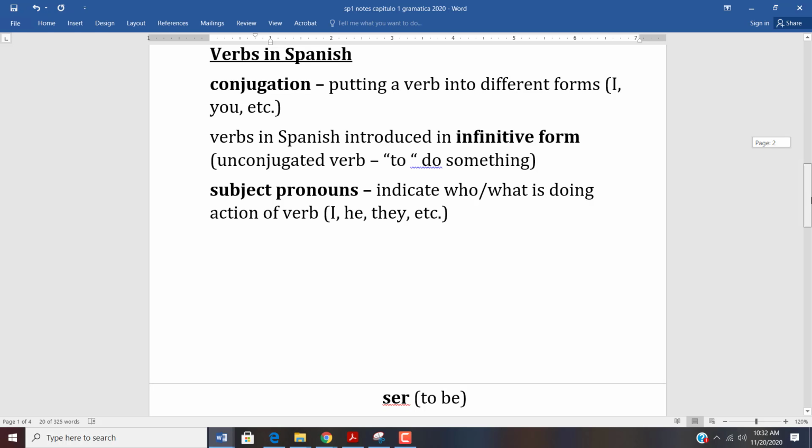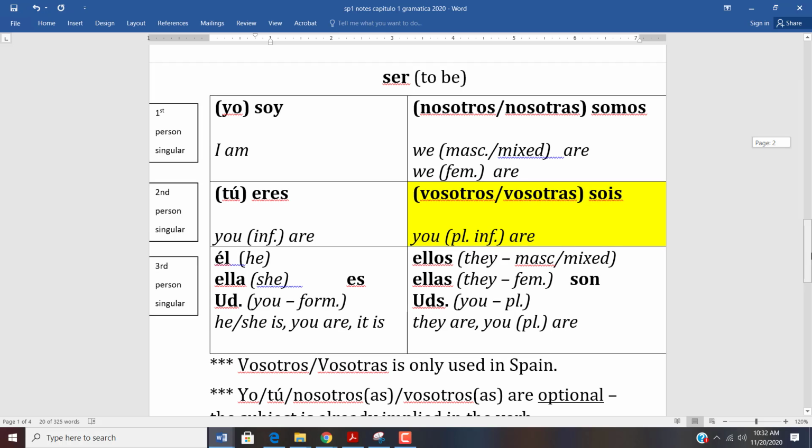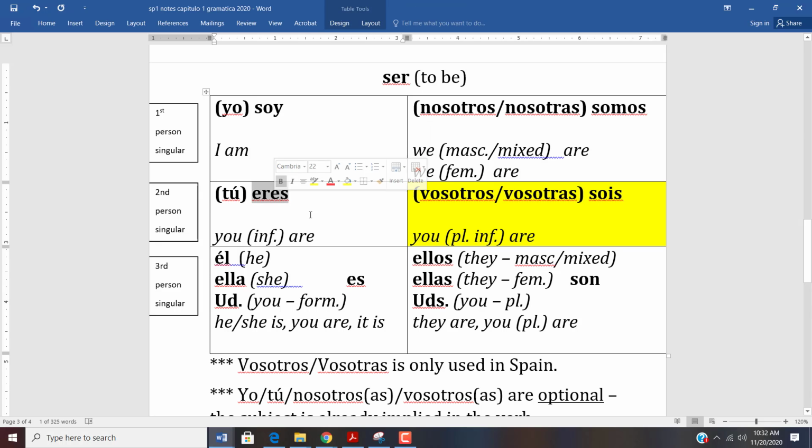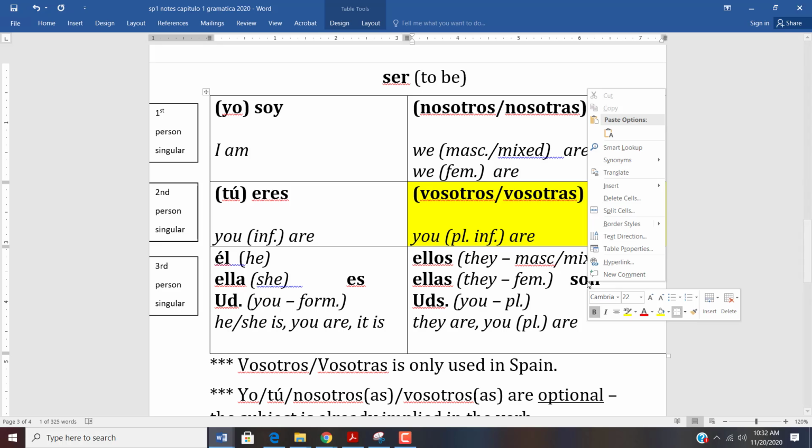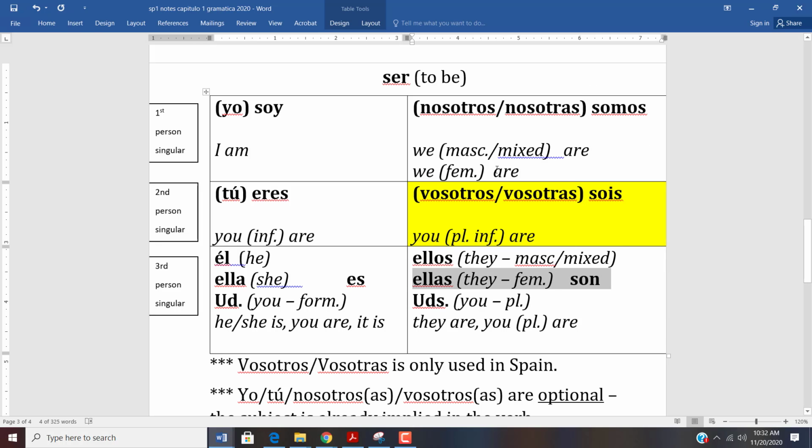So we did the verb ser. And there were 2 parts in each box. Well, sometimes had more, but multiple parts in each box. We have the verbs themselves. Soy, eres, es, somos, and son, and I'm skipping over the yellow one for now, okay? So those are the verbs. But going along with the verbs are what we call subject pronouns, because we need to be clear about who it is that we're talking about.